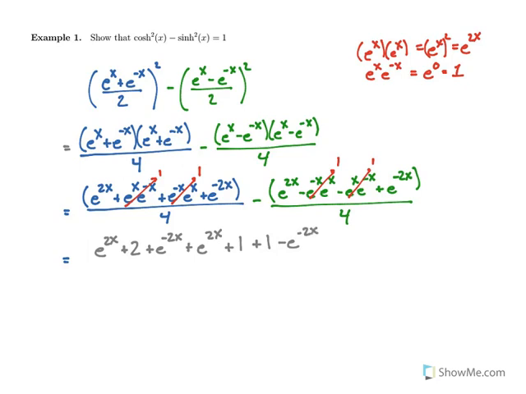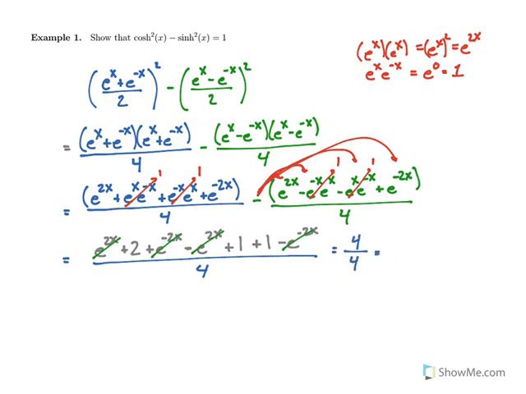This should be a positive here. So remember, what we're doing here is we are distributing this negative to each term. We get a minus e to the 2x, minus negative 1 twice, and then a minus positive e to the negative 2x, all over 4. And we can see the e to the 2x's cancel out, the e to the negative 2x's cancel out, and we are left with 4 over 4, which is 1. So this identity is just built from those exponential functions.